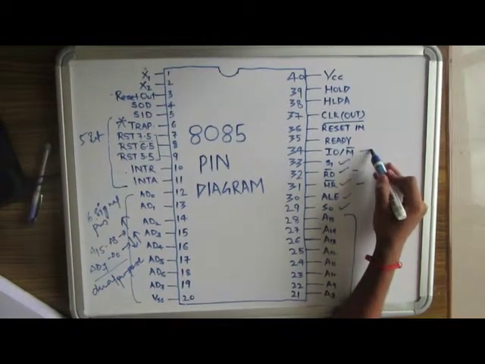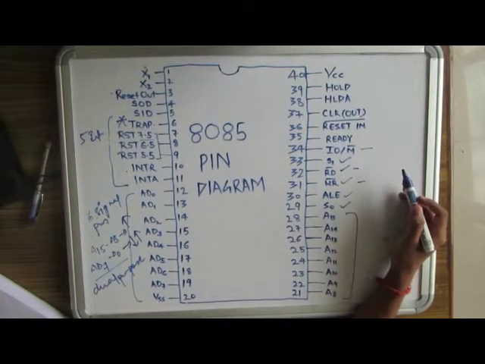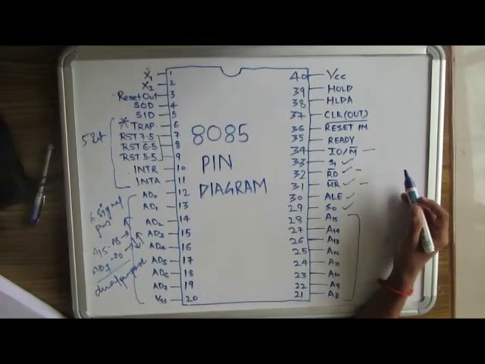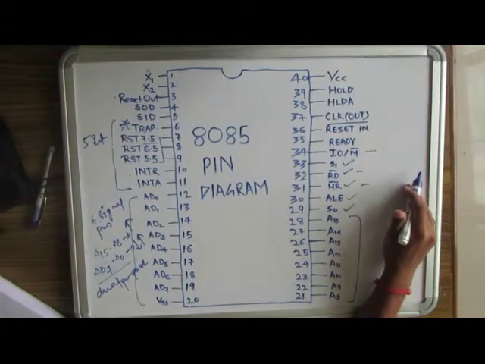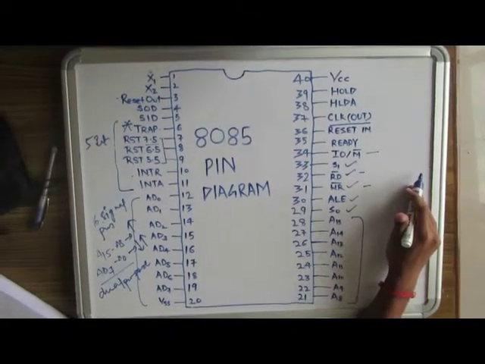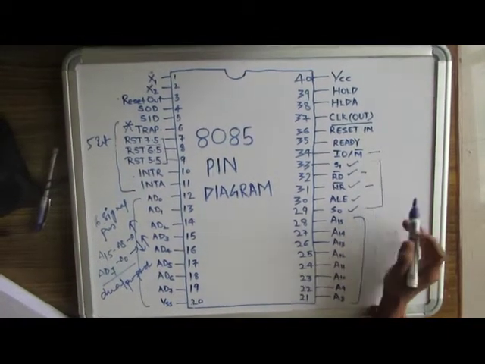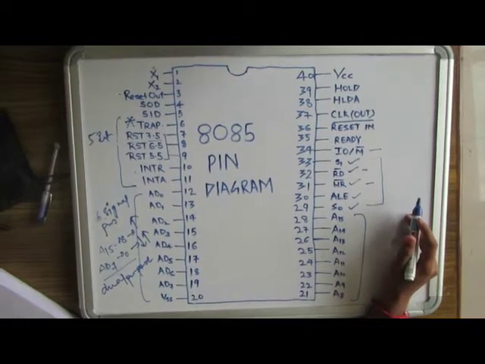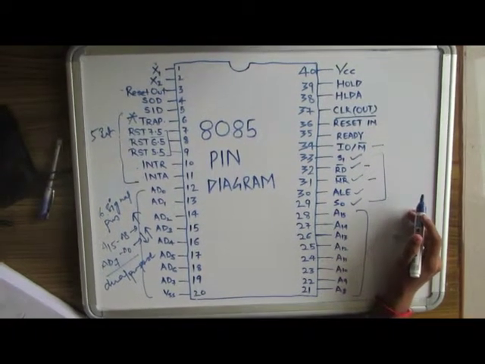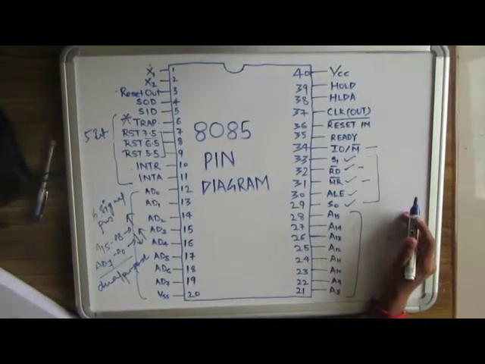IO/M. This is used to differentiate between input-output and memory operation. When it is high, input-output operation is done, and when it is low, it indicates a memory operation. Status bits. These status signals, similar to IO/M, can identify various operations, but they are rarely used in small systems.